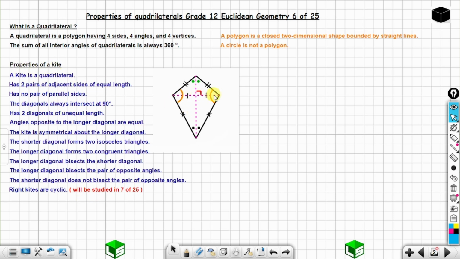Let's call this diagonal D1 and the long diagonal we call D2. So to calculate the area of a kite, you are going to have 1 over 2 times D1 times D2.